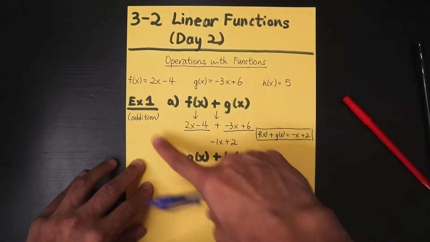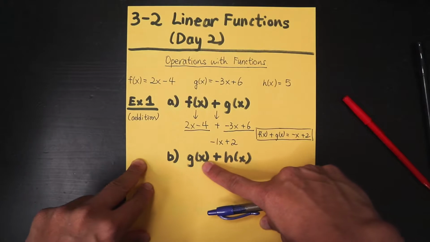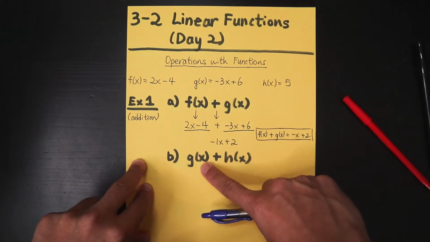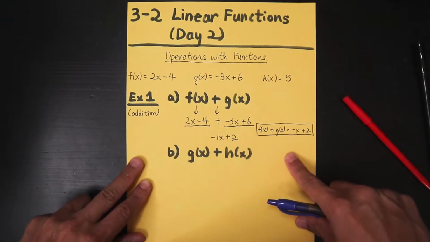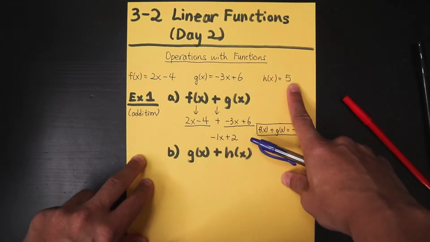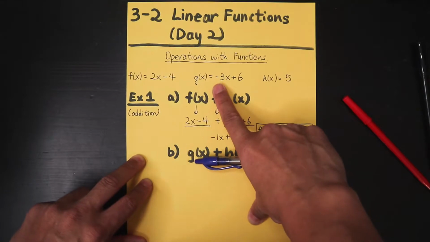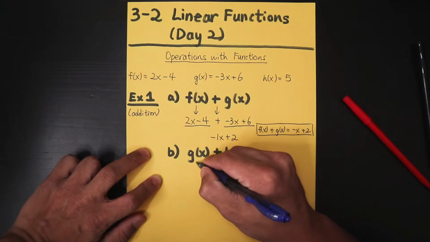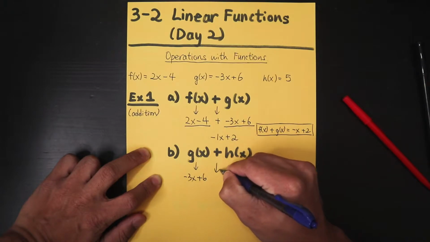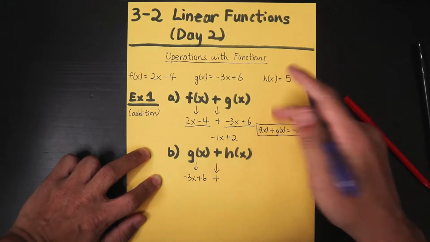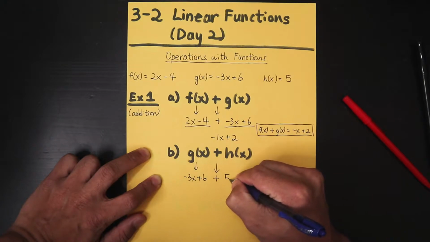On the next example, example 1b, this time they ask you to add another set of different functions, in this case g of x plus h of x. Out of the three functions, you're going to find the one that's named g. In this case, it's the middle one. So you're going to write g of x as negative 3x plus 6. And then you bring down the plus sign and you find h of x, which in this case is the last one, and it's 5.